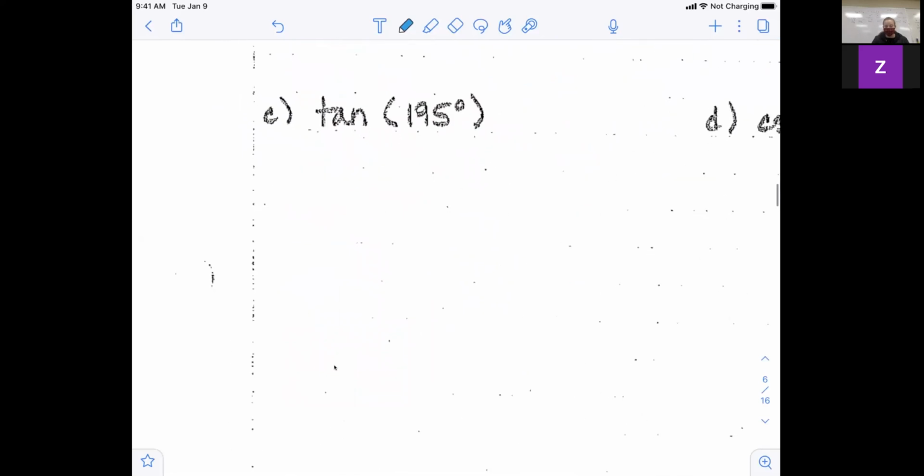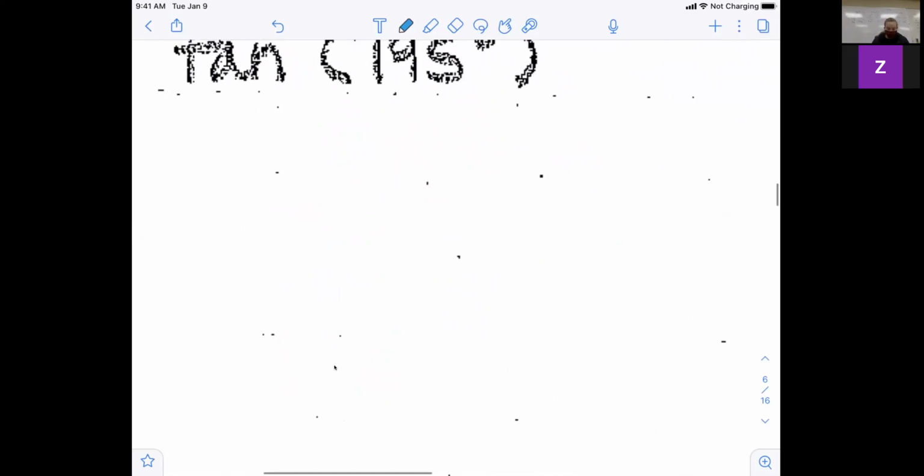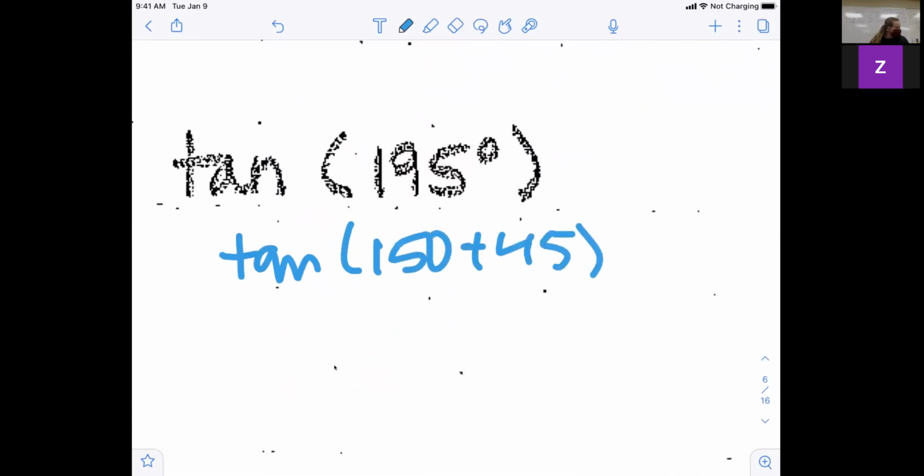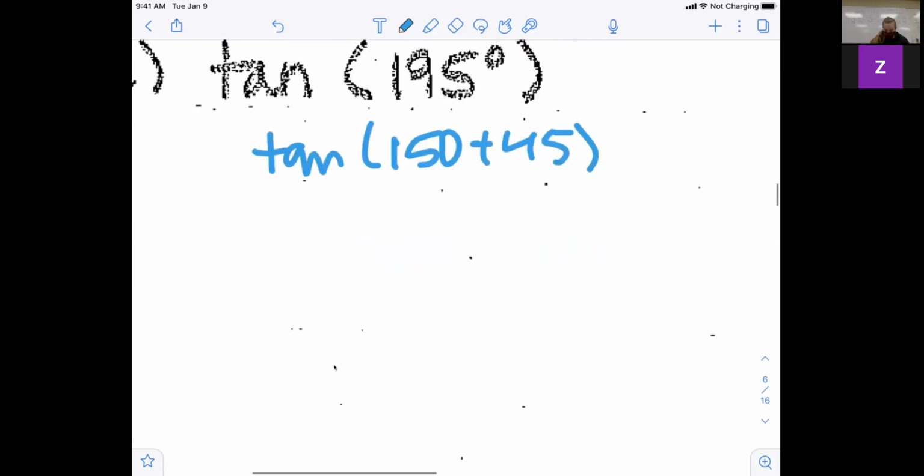All right, how do we get to 195? Anyone know? 150 plus 45 works. Anyone do a different one? I thought about doing 240 minus 45. That also works if you want to do a minus, but we'll do positive, that's okay.